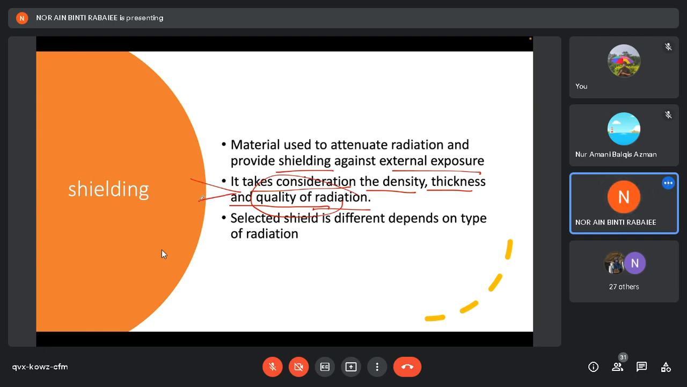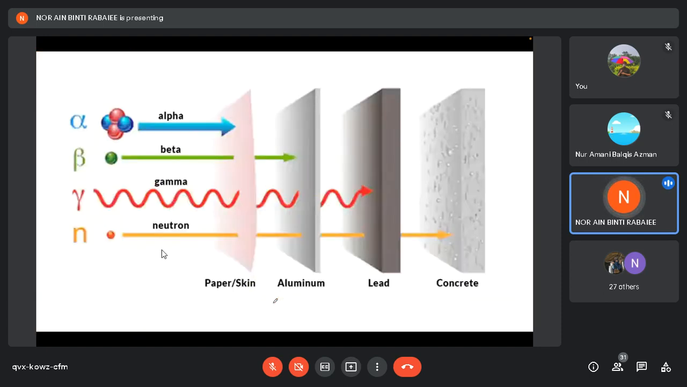What kind of radiation is it? Is it alpha, beta, or gamma? And the workload also has to be taken into consideration to construct a shielding. So the selected shielding depends on the type of radiation. For example, alpha can be stopped by a piece of paper or by hand. But for gamma, you might need concrete to stop the radiation from penetrating. Alpha, beta, gamma, and neutron.